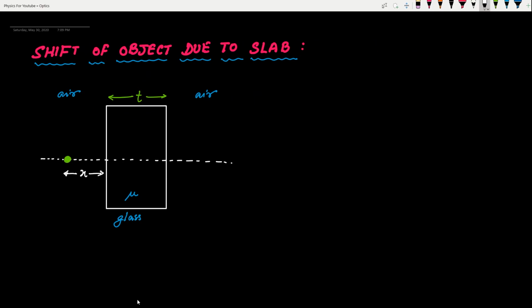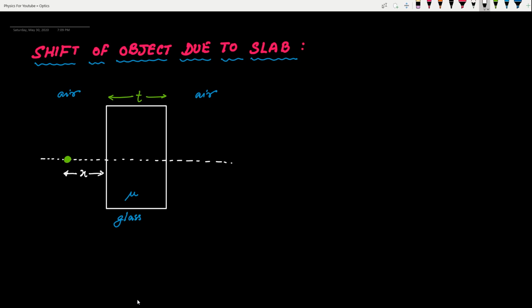Now we'll be looking into this concept of shifting of object due to slab. We'll be learning two things here: one is shifting of object due to slab, another is lateral displacement. So let's start with this and see how much will be the shift of object due to a slab. And that slab can be made up of glass or maybe of any material. The formula will remain the same. So let's see what will be the direct formula in order to find out the shifting of object due to a rectangular slab.